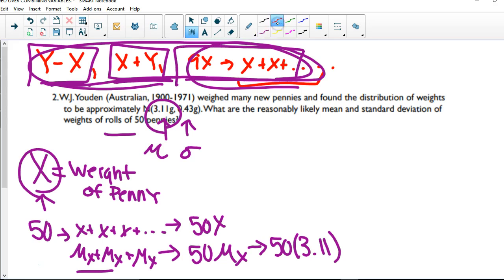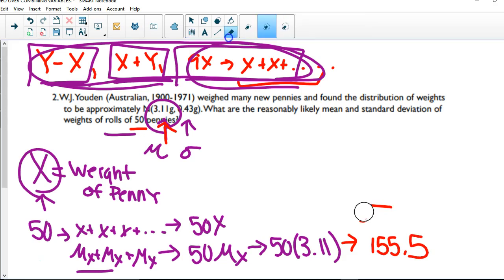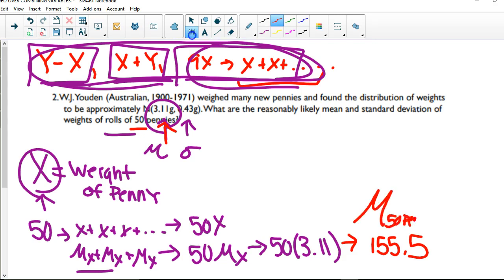I'm combining variables. I'm going from singular to plural. Then you know you're combining. I'm going from 1 penny right here to 50 pennies now. I'm finding the new mean. So I just type 50 times 3.11 into my calculator, and I get 155.5. So this right here is the mean of 50 pennies.